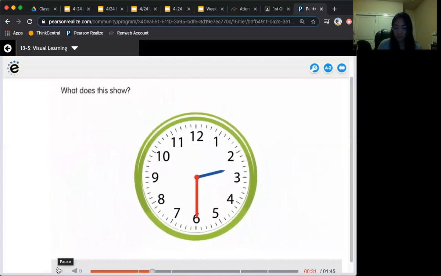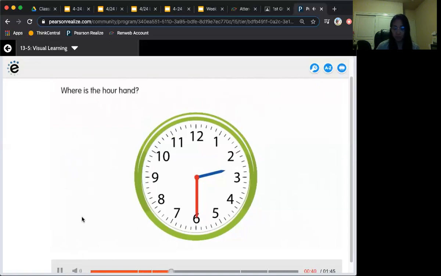What does this show? What do you think it shows? How many minutes have gone by? It shows that this is halfway around the clock. So how many minutes have passed? Half an hour has passed, right? So if you go all the way around, it's 1 full hour. But if you only go halfway, then it shows half an hour. You can say it is 30 minutes or half past the hour.